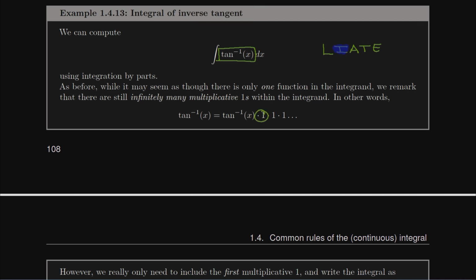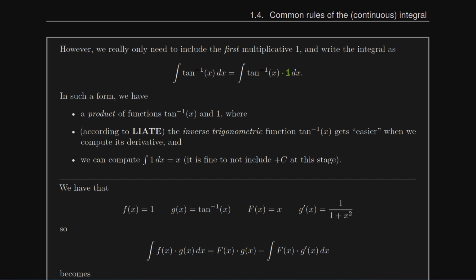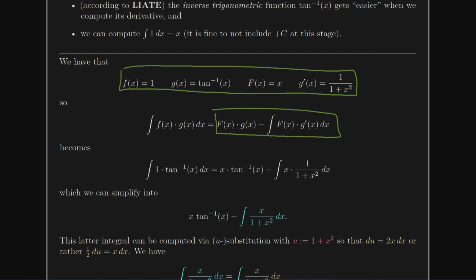So we've got LIATE sitting around here, and inverse trig is the second case. If I do the same thing I did before where I multiply by 1, 1 is of course algebraic, and so we're going to go ahead and include this multiplication by 1, but we're going to call the 1 f of x, and we're going to call tangent inverse g of x, which means what? g prime is the derivative of tan inverse. Go back to your derivatives chart if you want to see what this is equal to. It's 1 over 1 plus x squared. And what is the antiderivative of 1? Well, everybody remembers that one. It's just x. So there I've computed f, g, g prime, and capital F. And so I have them down here, f, g, capital F, and g prime, and I'm going to include them in my integration by parts formula. What do I get out of this?